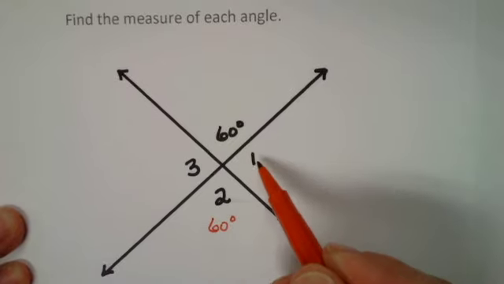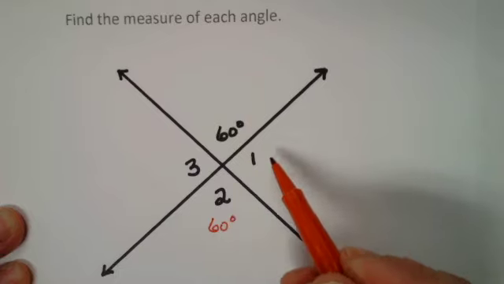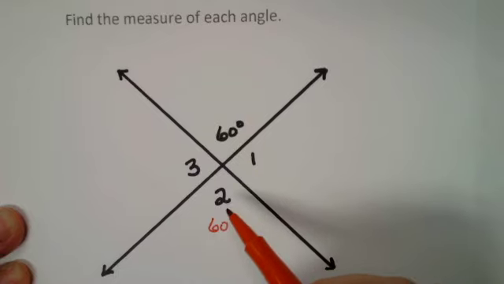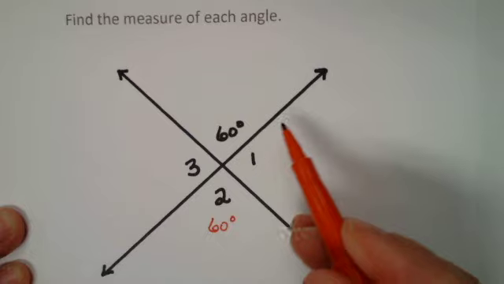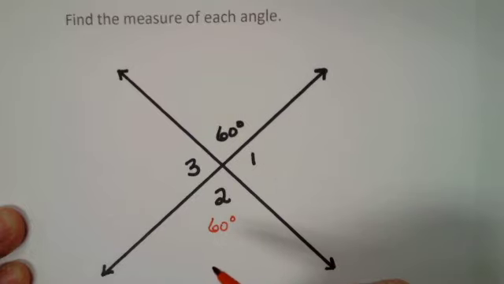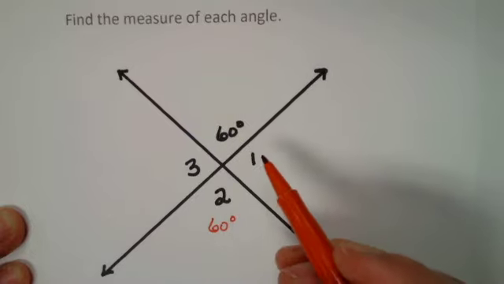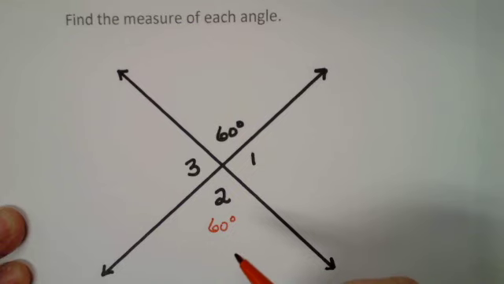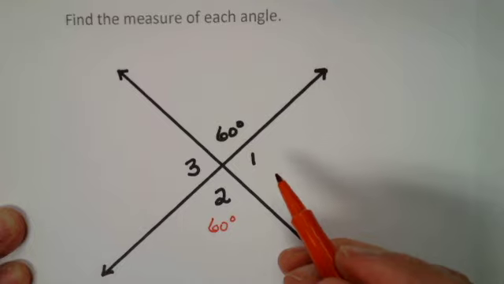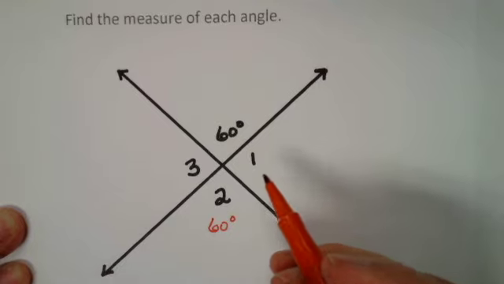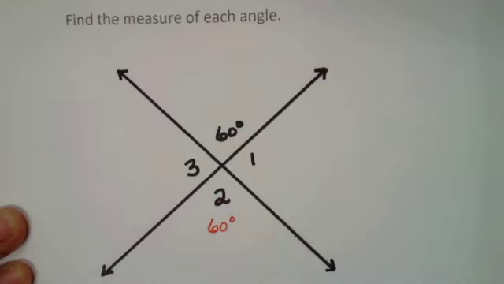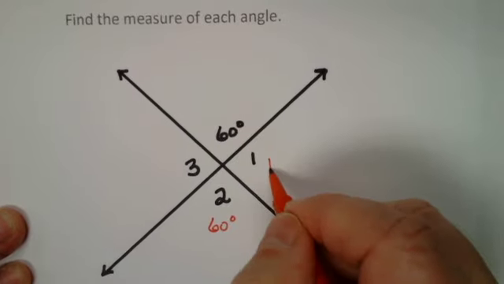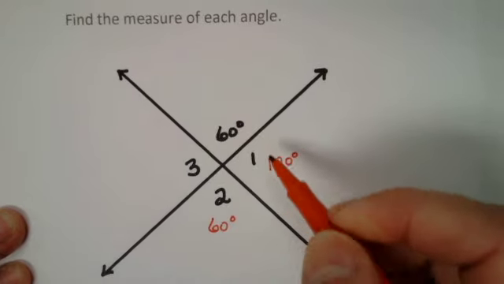What kind of angles do I have here with 1 and 2? 1 and 2 are a linear pair. They're beside each other and they form a straight line. But what's special about them? That means this one and this one have to add up to be 180 degrees. If this one's 60, what am I missing? How many degrees am I missing to make up 180 degrees? That would be 120 degrees.